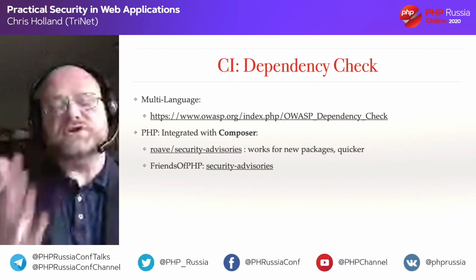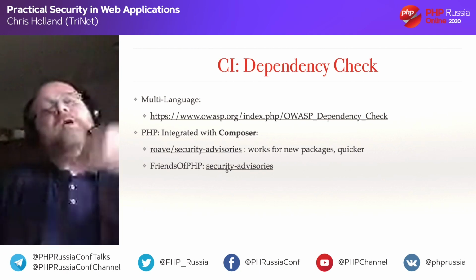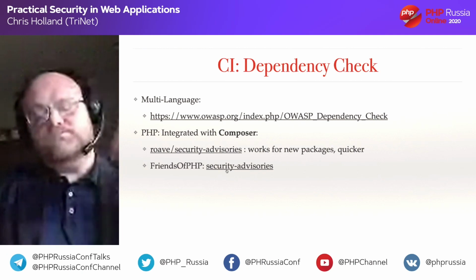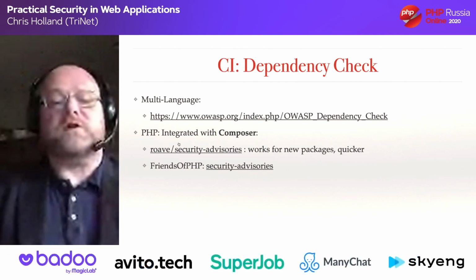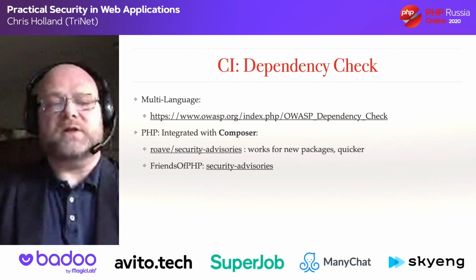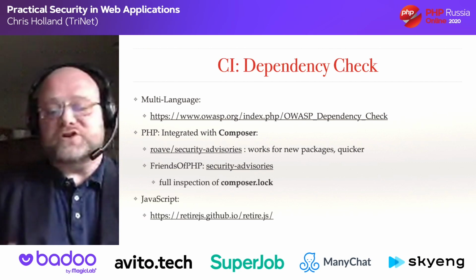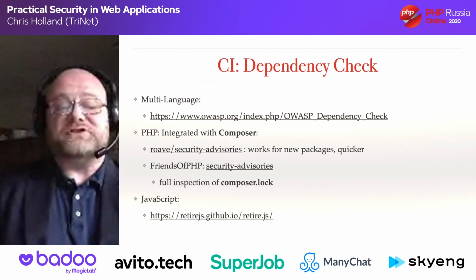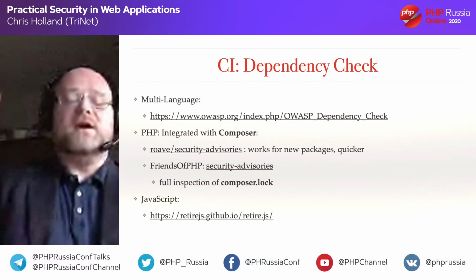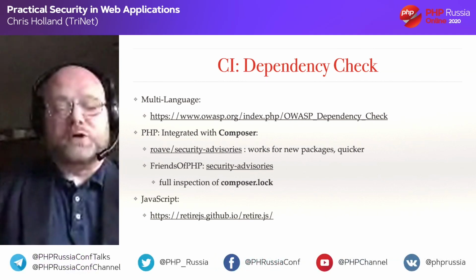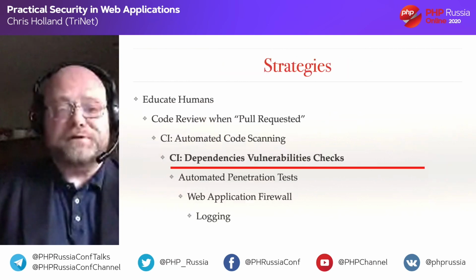So you could use these two concurrently. You might start out with the Friends of PHP framework to find all the existing vulnerabilities, and then going forward, when you write new software, you just keep using the Roave package. Okay, and then in JavaScript, again, you might be doing some JavaScript code. There's a framework called Retire.js, which again tries to find vulnerabilities in third-party JavaScript libraries.